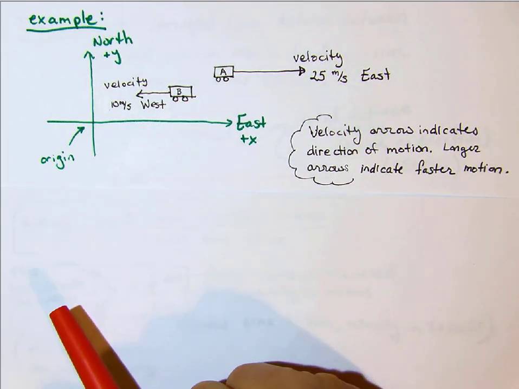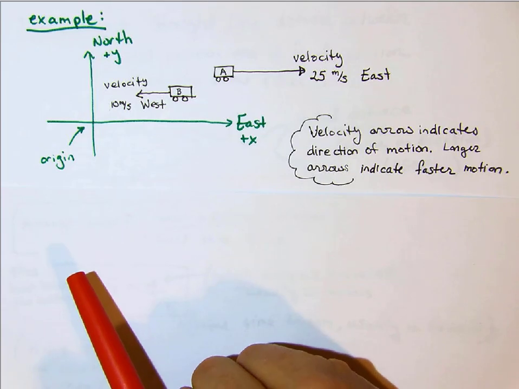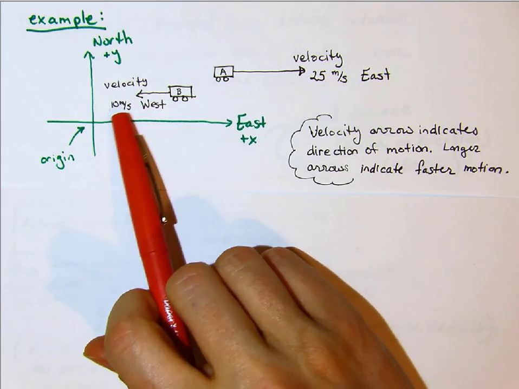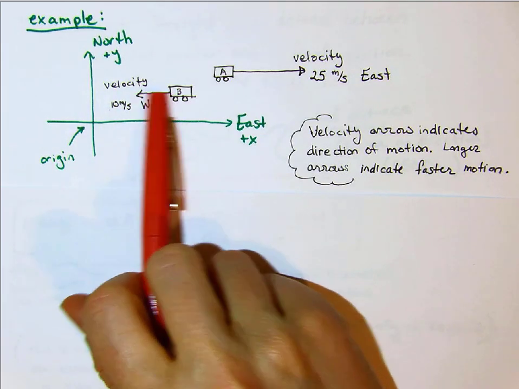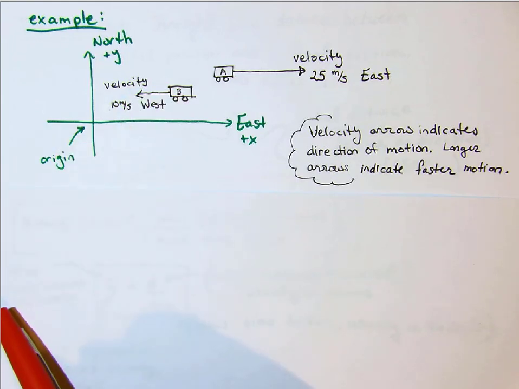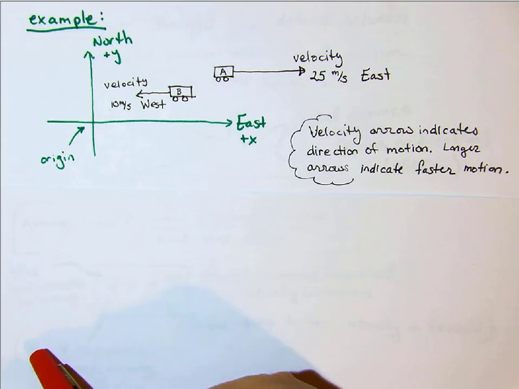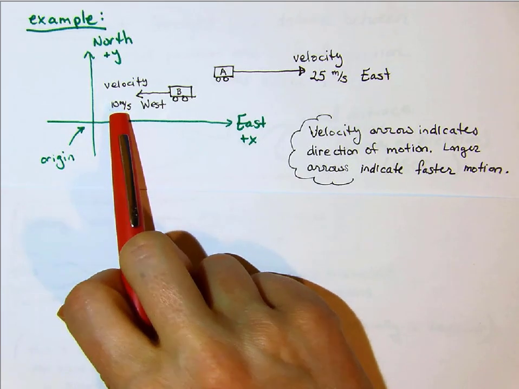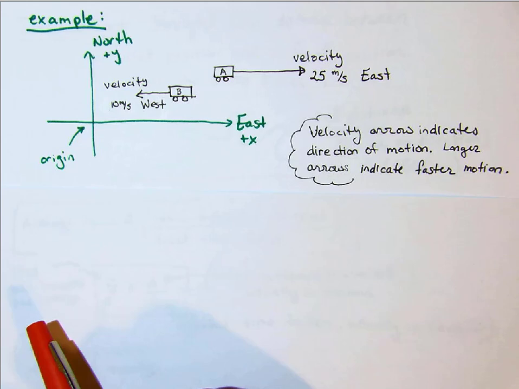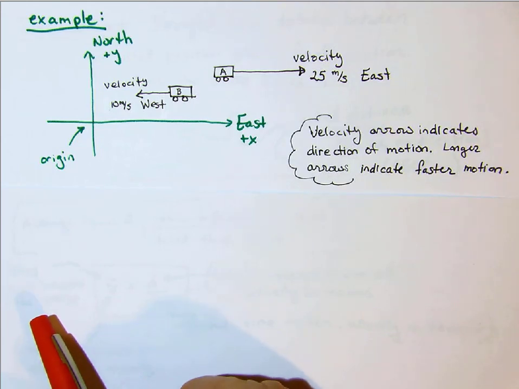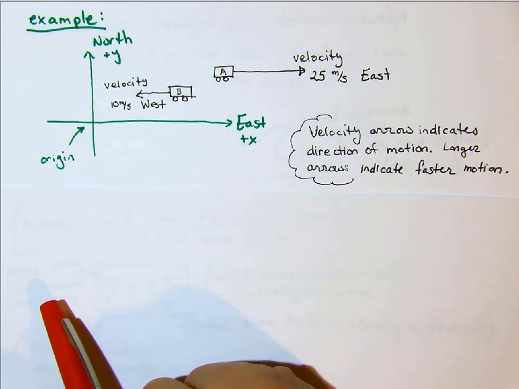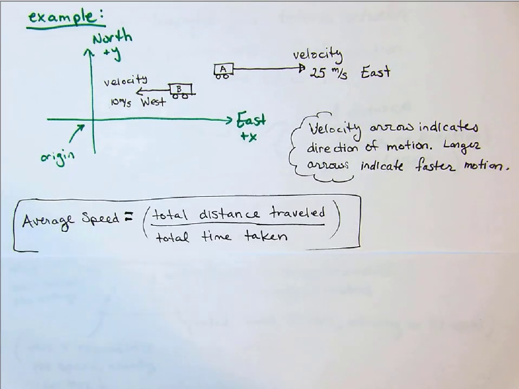Car B here is moving slower to the left, at 10 meters per second, and that's why I drew a shorter arrow here. A shorter arrow represents less speed in a certain direction. So I labeled it 10 meters per second west. You could have also said 10 meters per second to the left, or 10 meters per second in the negative x direction. So we introduced speed and velocity, but now let's introduce average speed and average velocity.